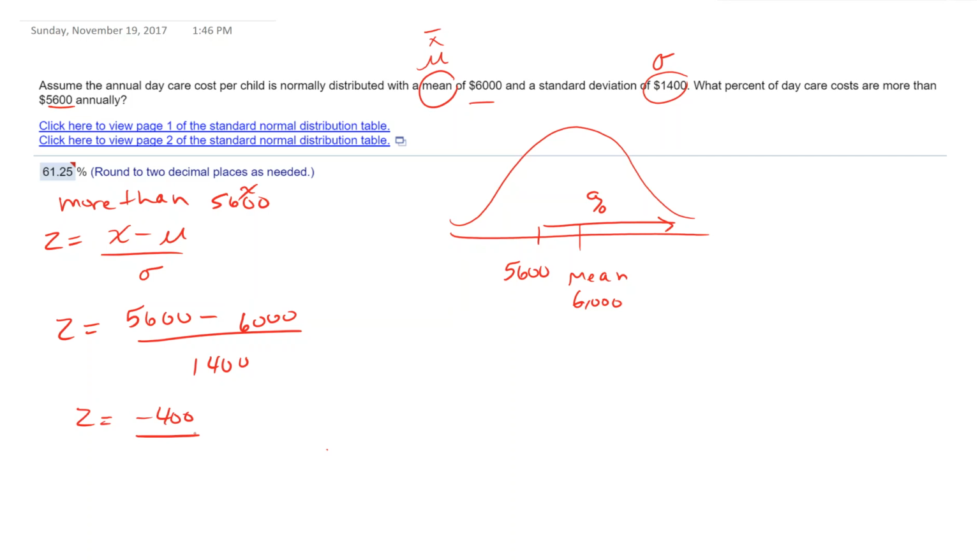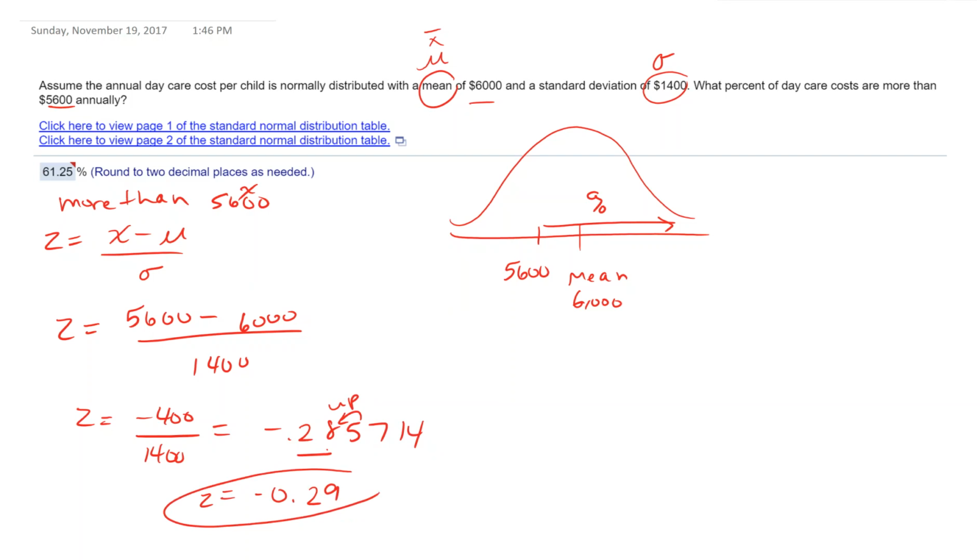and we have negative 0.285714, and this decimal just doesn't terminate. When we look up values in our table, we need to round to the nearest hundredth for a z. So we look at the third decimal, and if it's 5 or greater, we're going to round up. So z is negative 0.29, and the 8 is going to go up to a 9.